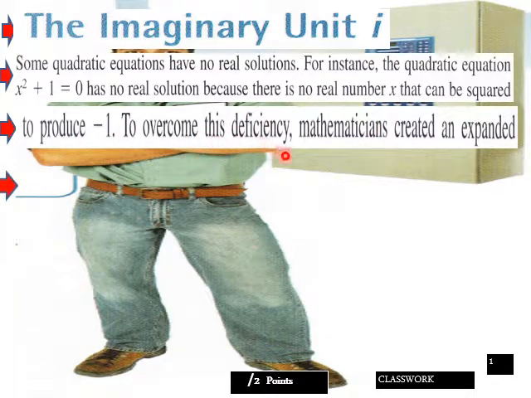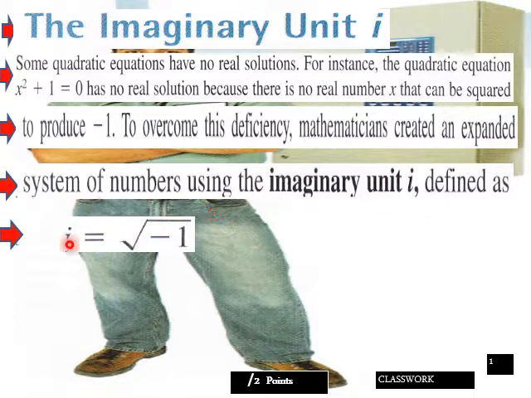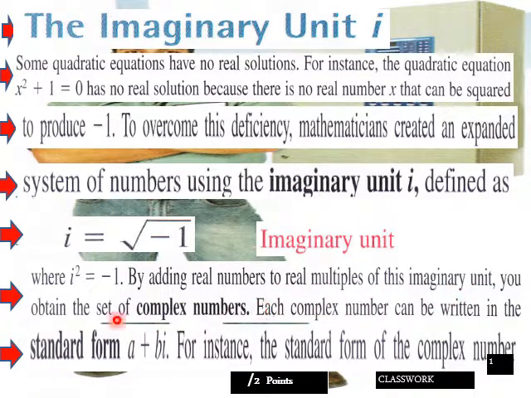To overcome this deficiency, mathematicians created an expanded system of numbers using the imaginary unit i, defined as i equals the square root of negative 1, where i squared equals negative 1. By adding real numbers to real multiples of this imaginary unit, you obtain a set of complex numbers. Each complex number can be written in the standard form a plus bi.